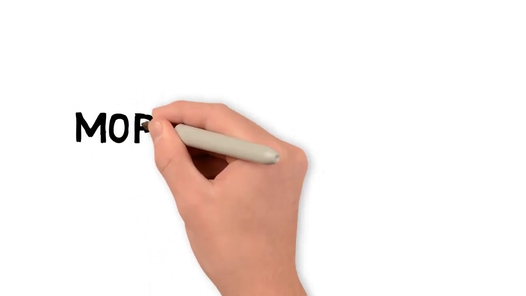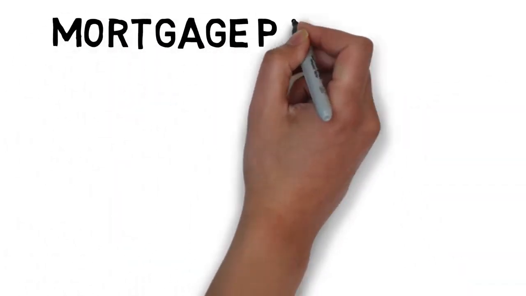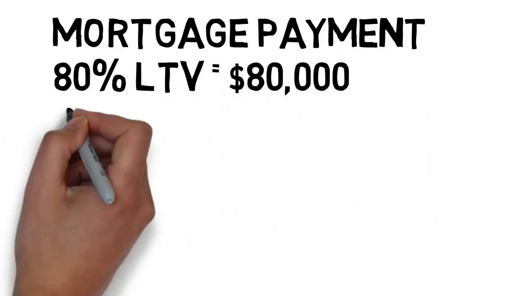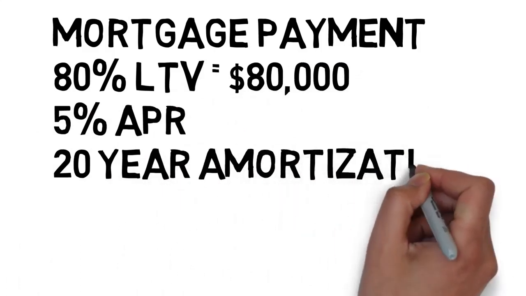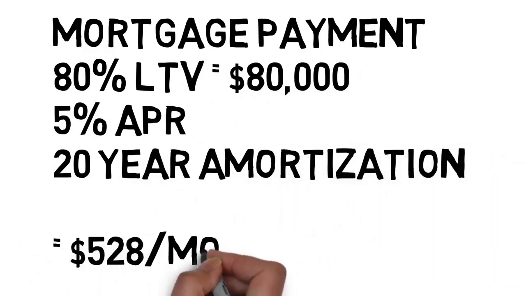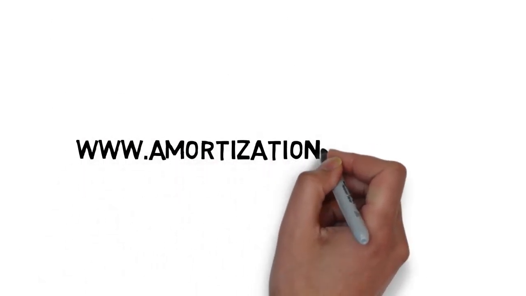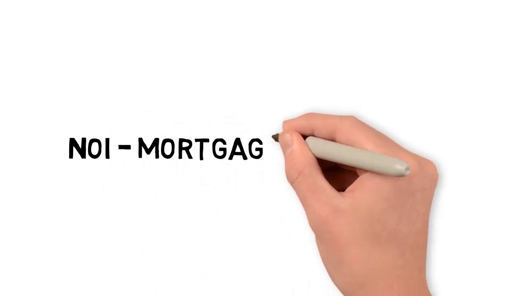The next line item on our cash flow analysis is our mortgage. Our mortgage in this case is $528. Our mortgage is calculated by taking our 80% LTV, loan to value, which is $80,000 from the bank, with a 5% APR, which is our interest rate, over a 20-year amortization. If you need help calculating your mortgage payment, visit www.amortization-calc.com. Well, after we subtract our mortgage payment from our net operating income, our cash flow per month is $298.